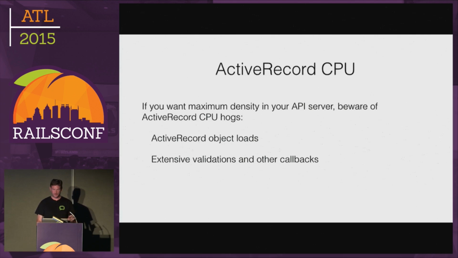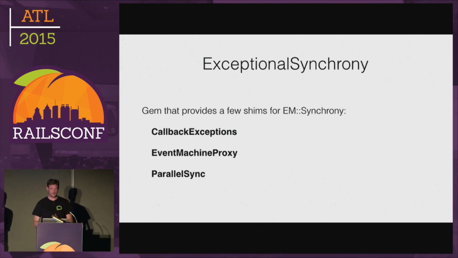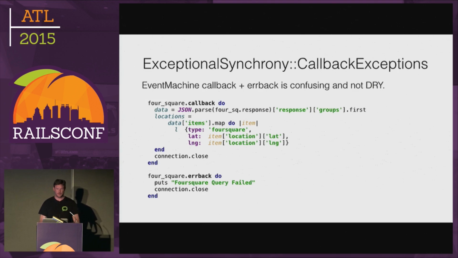We also found we needed to encapsulate handling of exceptions. So we have a gem that we put together. This is open source up on GitHub called Exceptional Synchrony. And it's just a layer that we added above EventMachine and Synchrony. It has a couple of shims, most important of which maps exceptions across callbacks. I'm going to show that. We've also got a proxy that sits in front of the EventMachine just to make the methods a little safer, and a parallel sync layer that helps with parallel. Each of those in turn.